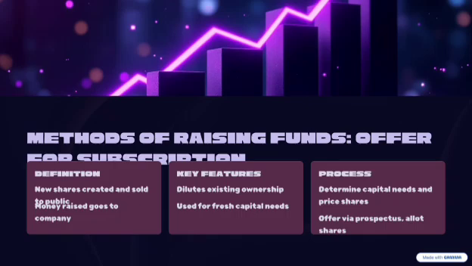Now, the key features include: new shares are created and issued, and money raised goes directly to the company. These are used when a company needs fresh capital. Now, the process includes: the company determines how much capital it needs, new shares are created and priced, the offer is made to the public through a prospectus, and applications are received and shares are allotted equally.